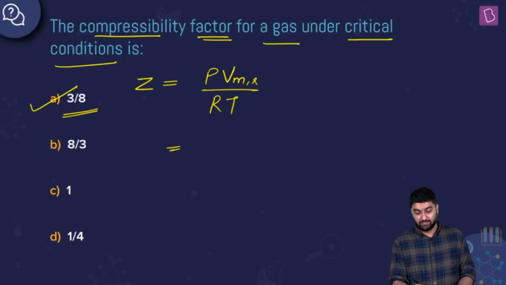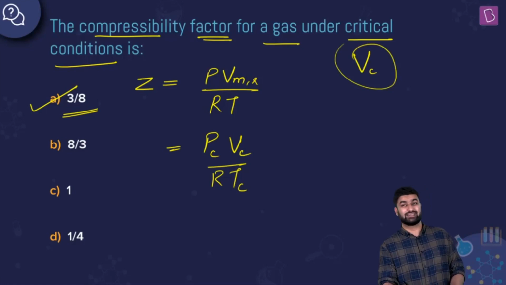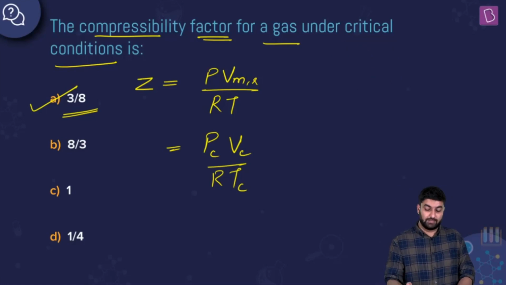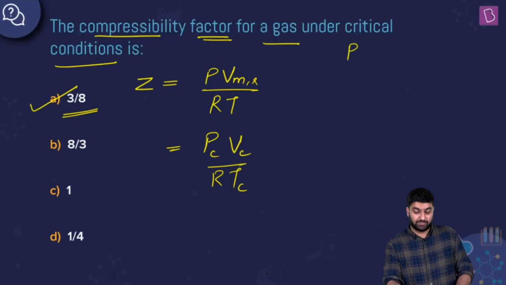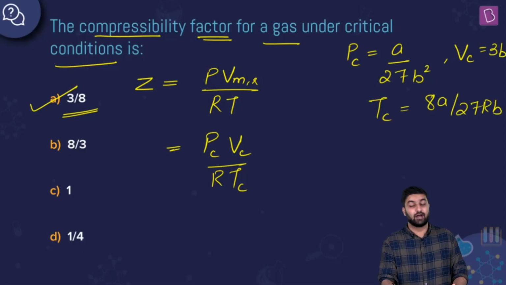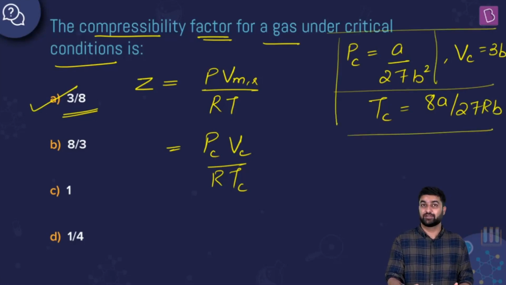Okay. And in a critical scenario, we are going to have PcVc divided by RTc. Remember, this Vc is a critical molar volume, right? This is still a molar volume, just at critical conditions. Also, we know one more thing, right? That at critical conditions, the values in terms of a and b for Pc, Vc, Tc are something like this, right? Vc here is equal to 3b and Tc here is equal to 8a divided by 27Rb. This is what we get, right? So yeah, this is what we have. Is it not? Right?